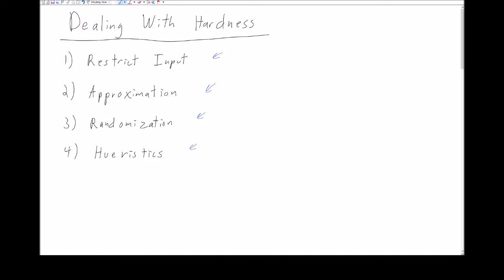To use randomization, we'll have an algorithm that's going to occasionally get the optimal solution, but there's some probability that it's not going to get the optimal solution. Finally, in heuristics, we develop algorithms that sort of seem good based on our intuitions, but we don't really prove anything about them, and we just deal with their solutions. We're going to focus on restricting the input and approximations.